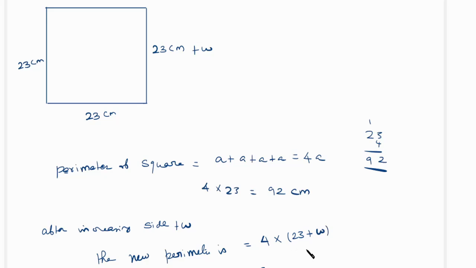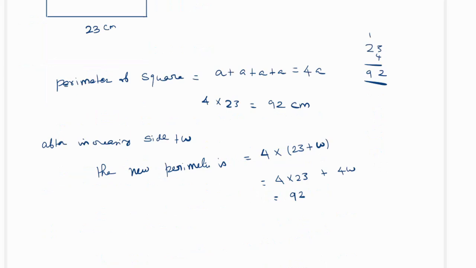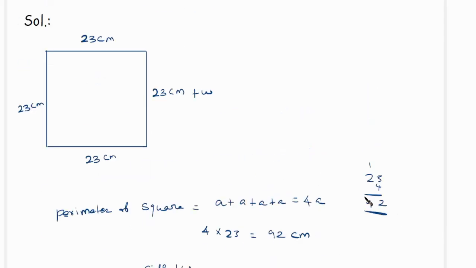Easily you can write this with the distributive property. So 4 into 23 plus 4 into W. 4 into 23 we already have, which is 92. So 92 plus 4W centimeter. This is the new perimeter of the square.